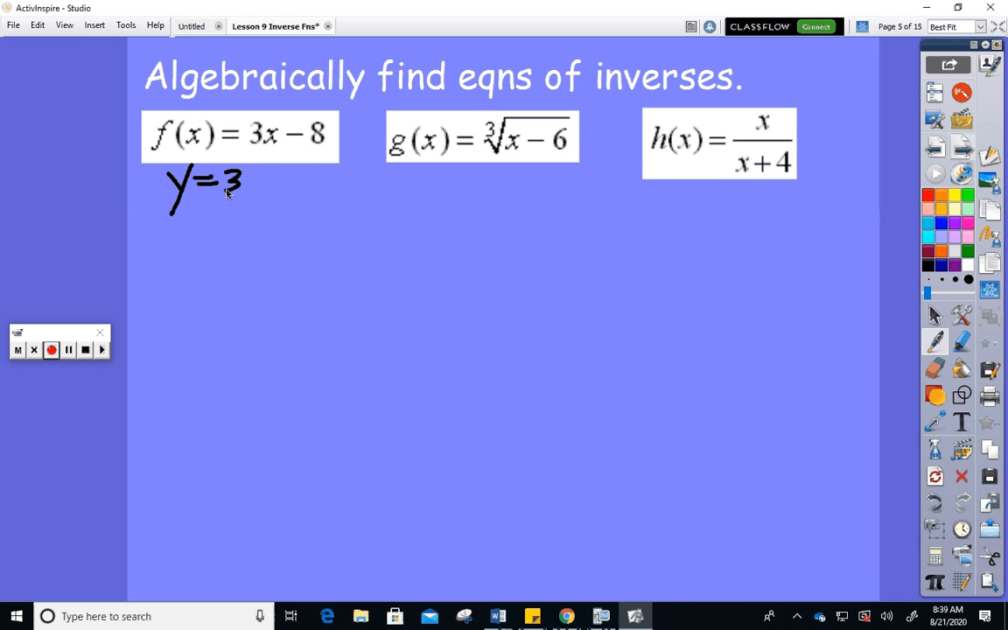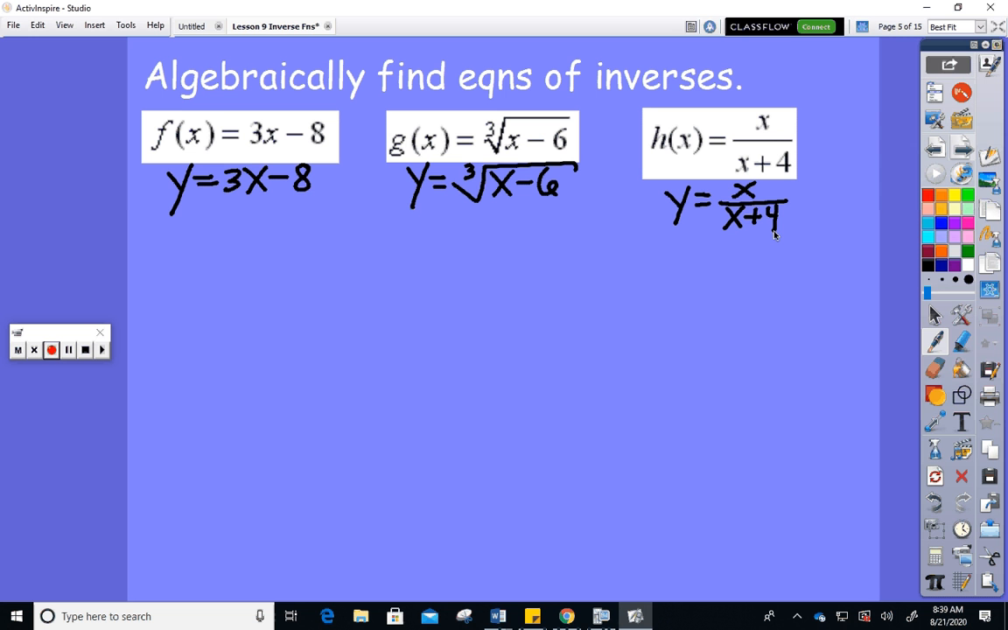Sub in y into the f of x or the g of x or h of x. That's an easy step. It is easier to manipulate with y than it is to manipulate with the h of x or g of x or f of x notation. So we just make the problem a little easier to manage.